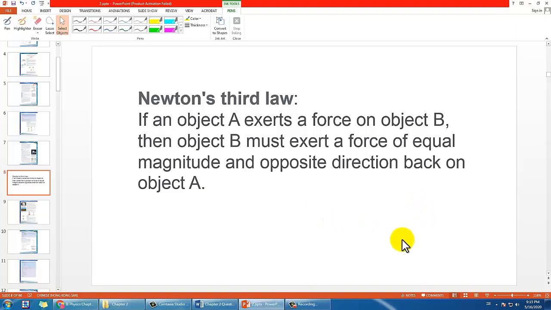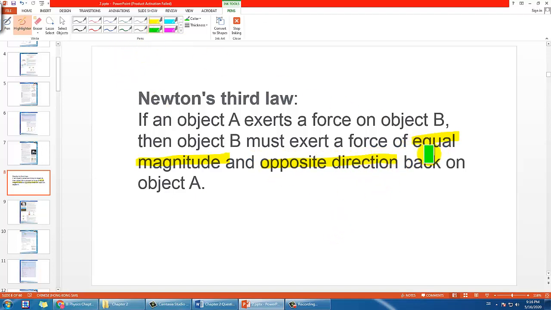Let's talk about Newton's third law. In the past, when you learned physics in IGCSE, you may have learned this already, and you may have heard that there is something called an action and reaction pair, which have equal magnitude. That's one thing, and they have opposite direction. But in IB, that is not enough.